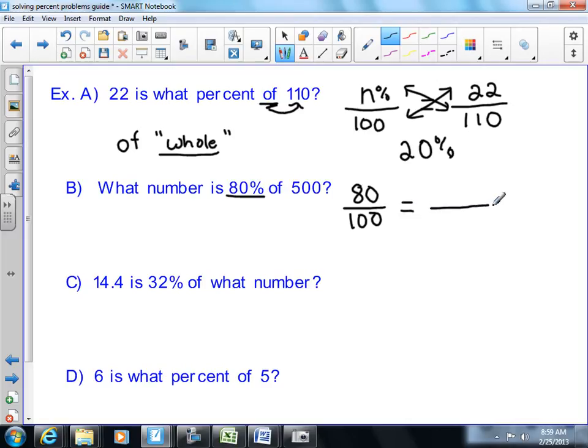Oh, I'm not given one of them. How do you know it's the part? Right, I found the word "of," and the whole comes after "of," so it goes on the bottom. Remember, you're thinking this every time: percent amount over 100 equals the part over the whole. Okay, so then my n is the part. Now how do we solve?